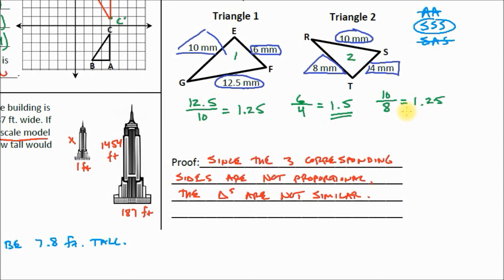Be familiar with AA, SSS, and SAS, how to prove two triangles are similar with those three shortcuts, or how to use them to show that two triangles are not similar.